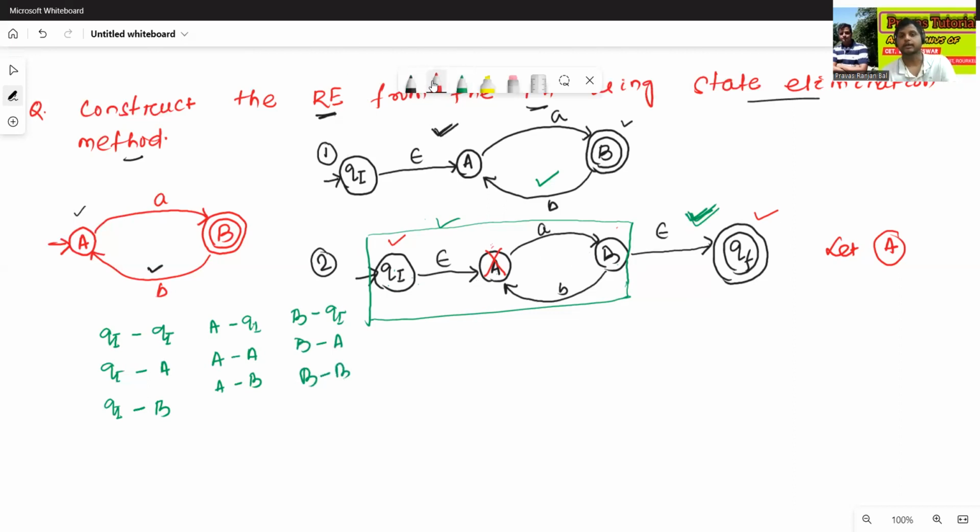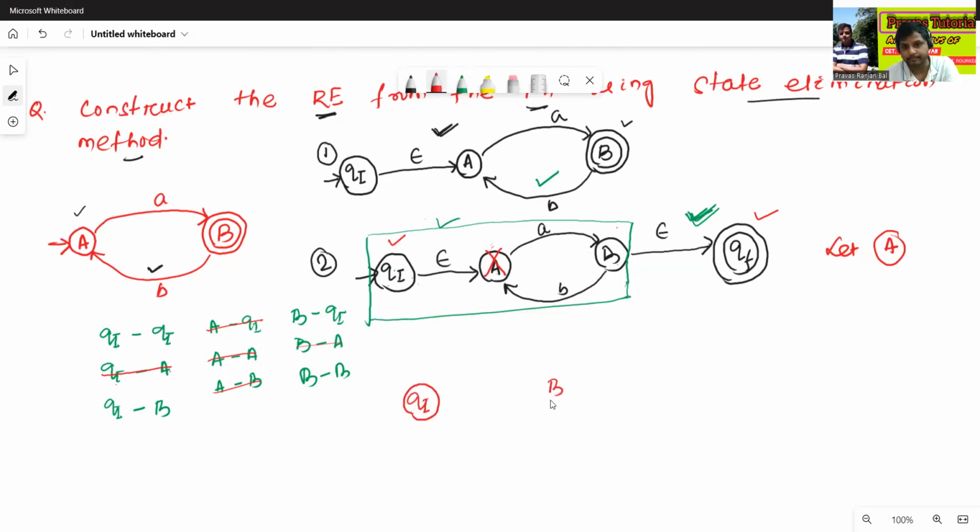Here we are eliminating state A. So there's no need for the combinations Qi to A, A to Qi, A to A, A to B, and B to A. We'll delete those combinations because they contain state A. Since A is not there, how do we get a path from Qi to A, or from B to A? It's not possible.